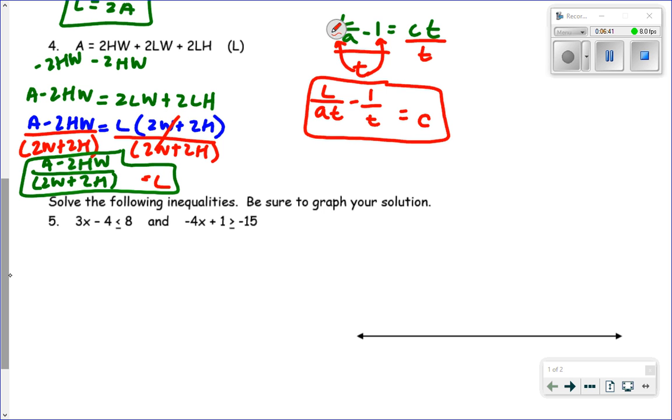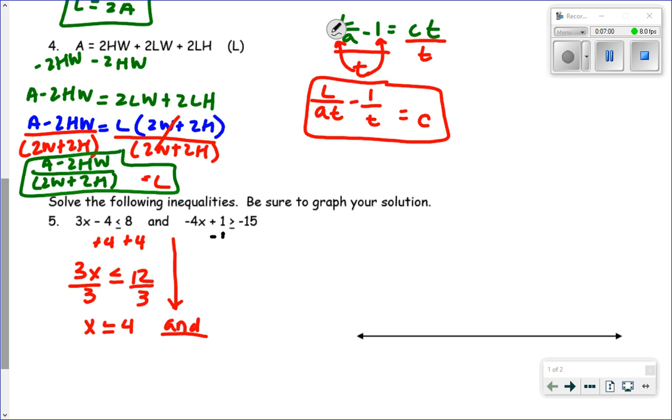So I need to solve both of these separately. So I'm going to add 4 to both sides. 3x less than or equal to 12. Divide by 3. X is less than or equal to 4. Bring down the word and, because I know I'm just talking about overlapping for this one.